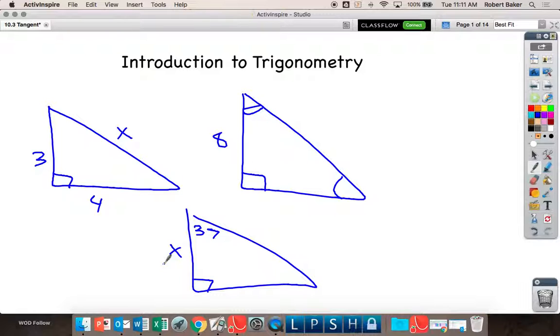In this scenario, you can solve for x. You have one angle measurement and you have one side length. Can you use special right triangles on this? No, because it's not 45, 45, 90 or 30, 60, 90. Can you use Pythagorean Theorem? No, because you're missing two sides. So you have to use trigonometry. Okay? So we're going to focus on tangent today.